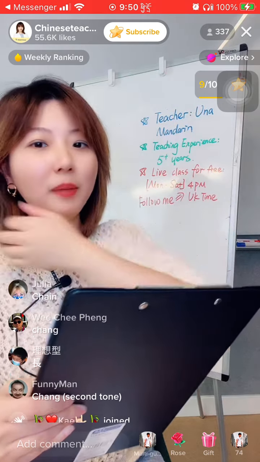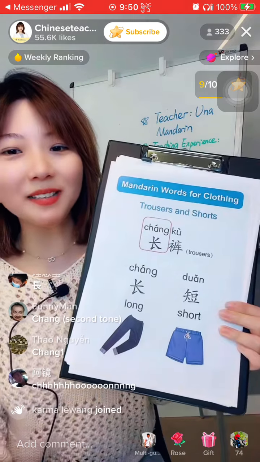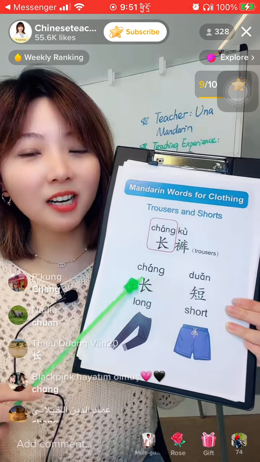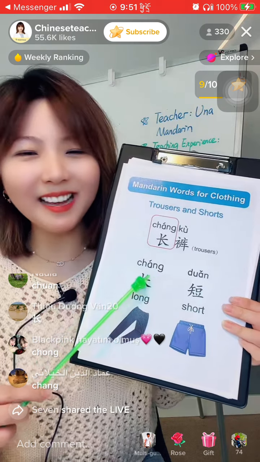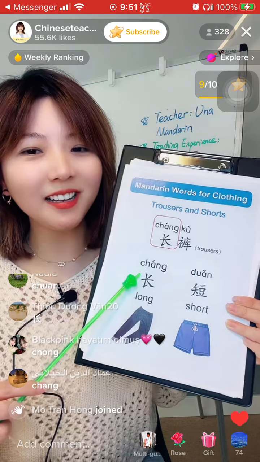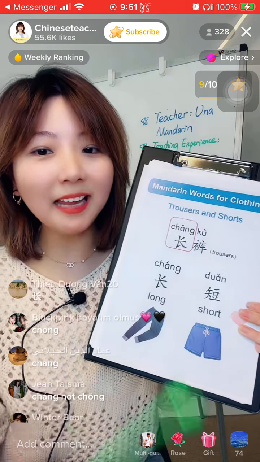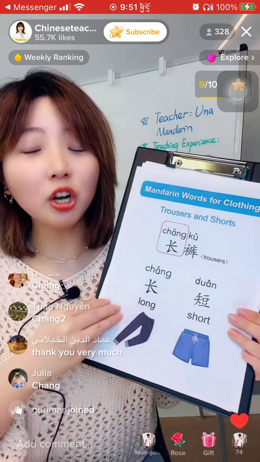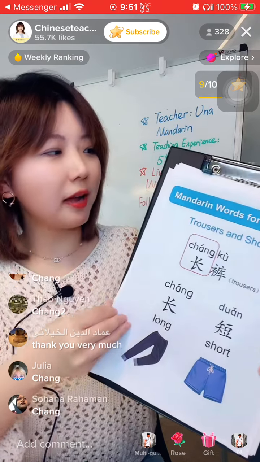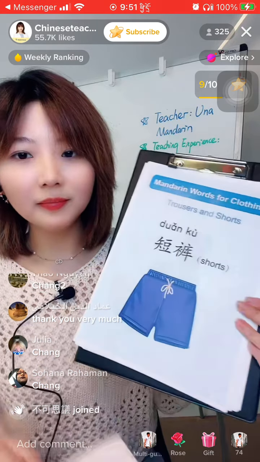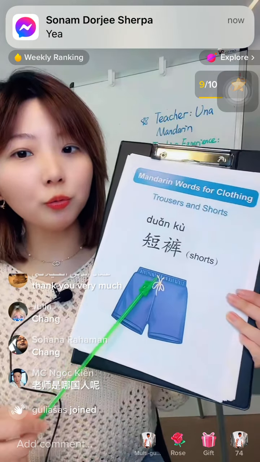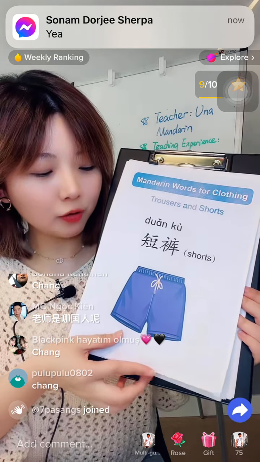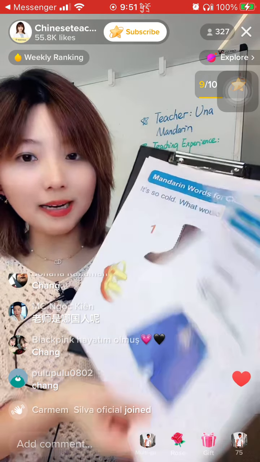Okay, what's Mandarin for long? Yes, very good. We say 长. Yes, everyone doing so good. Good job, everybody. 长, C-H-A-N-G, okay. 长 really good. 长裤 trousers, okay. Now, let's move on. Oh, this one we've learned. 短裤 shorts. We've learned that already, okay? 短裤 shorts.